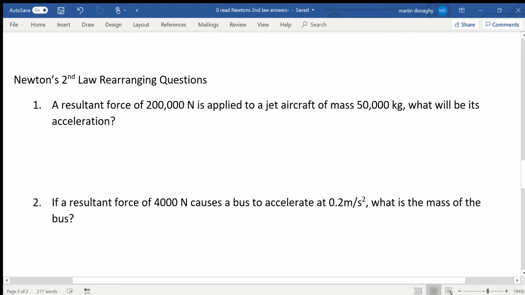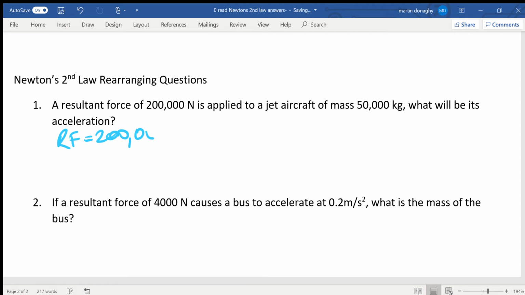Okay, the second set of questions then were a wee bit trickier because you had to rearrange the equations. So there's a little bit more work to do here. So first one, resultant force. This time we're given the force, unlike in the previous set of questions, and a mass of 50,000 kilograms. And we're asked to find the acceleration.